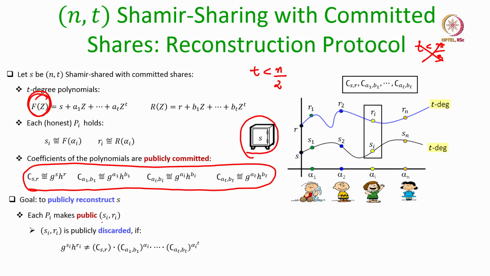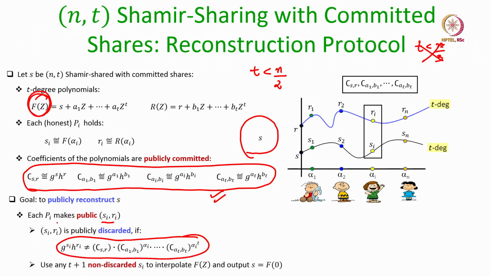Each party makes public its share, and then those shares are checked with respect to the publicly available commitment by performing this check. If this check fails, then that means that the share produced by Pi is corrupt. So, simply discard it, and once we have t plus 1 non-discarded shares, we use those shares to get back the Shamir sharing polynomial and output the constant term of that polynomial. Since we are in the setting of t less than n over 2, there will be at least t plus 1 honest parties who will never be discarded.